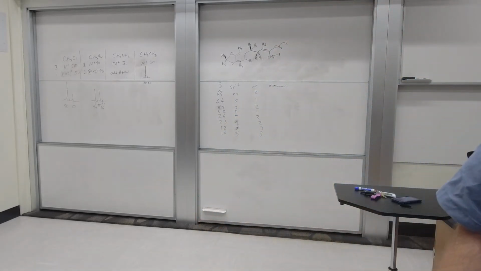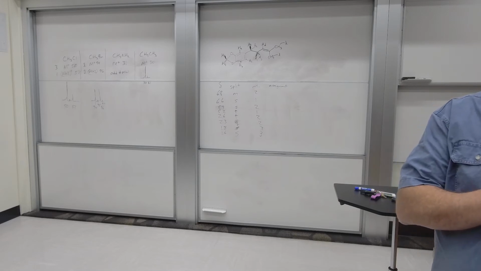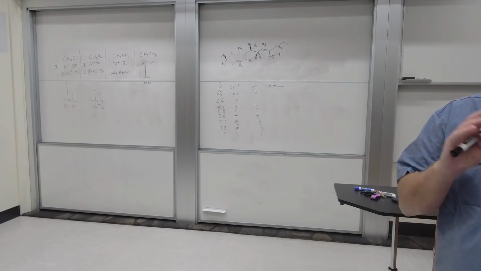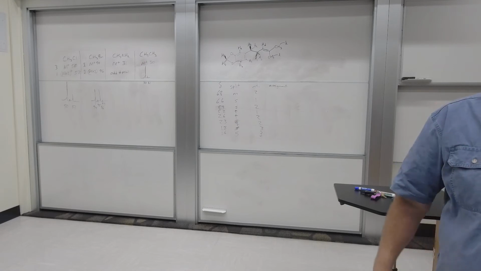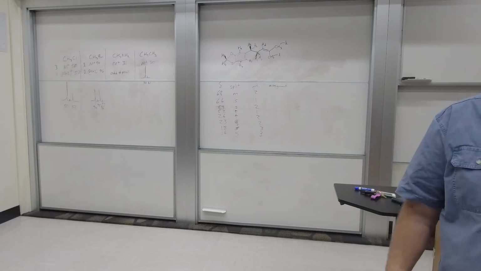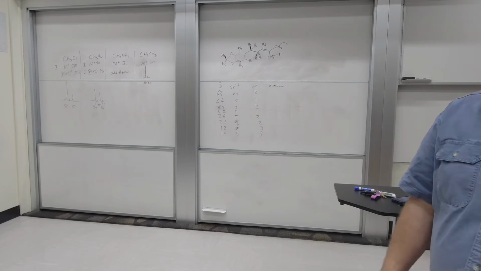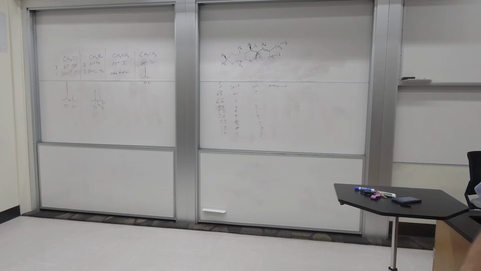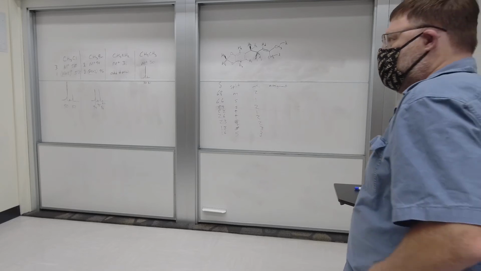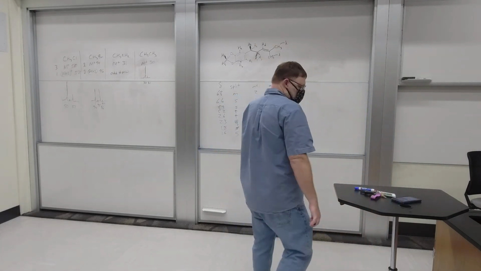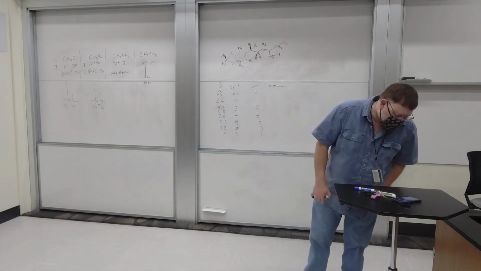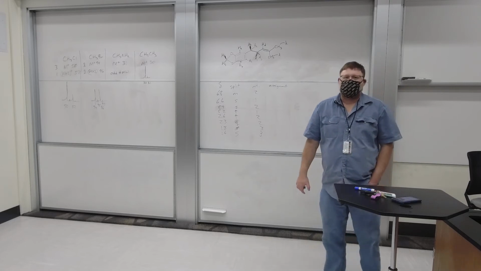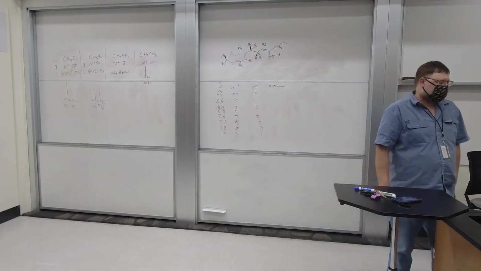Multiplets, again, just as a reminder, are usually signals that have splitting, so they have neighbors, but they overlap. So you can't immediately see what the splitting is. I'll give you a second on that, and then I'll go over it.